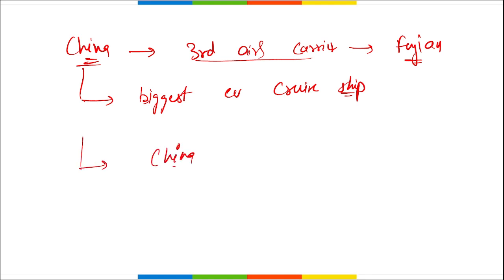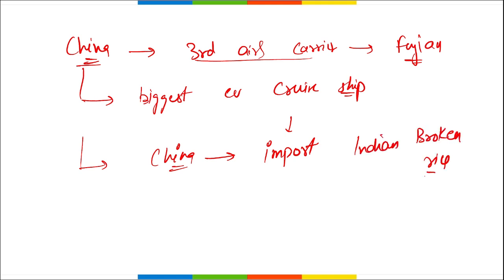Then recently China became the largest importer. China is importing broken rice, that is Indian broken rice. You have to remember this. So China became the largest importer of the Indian broken rice. You have to remember this.